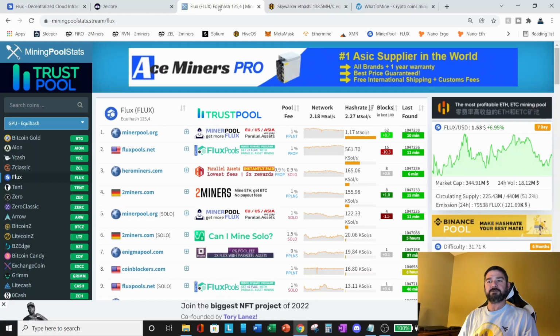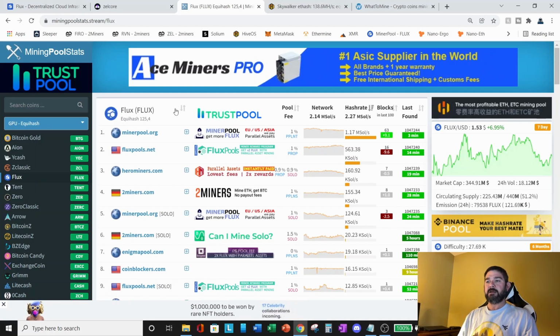Then we will hop on over and take a look at mining pools. So miningpoolstats.stream, and I have Flux selected here. You can see we have a large number of mining pools to select from. I'm personally using minerpool.org currently, but I am concerned the pool hash rate is about 52% of the overall network hash rate. So there is a susceptibility to a 51% attack.